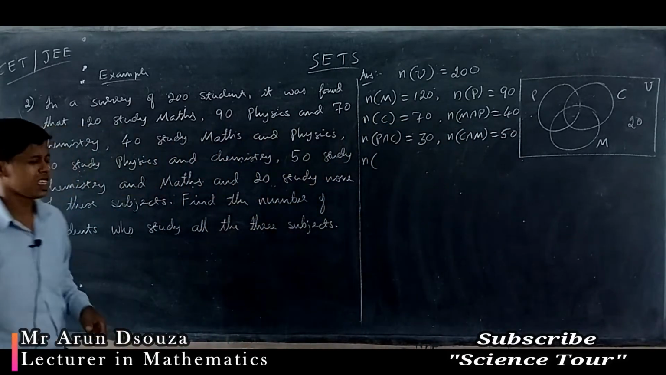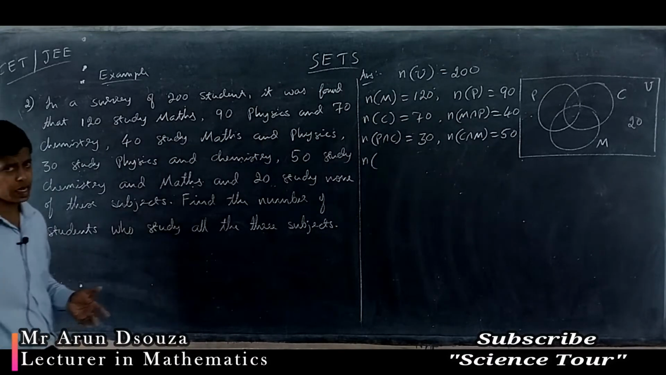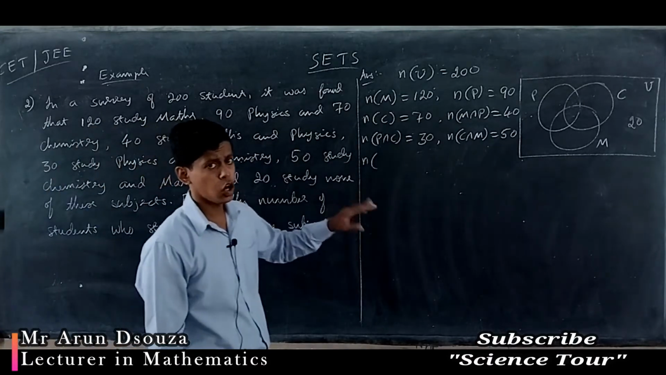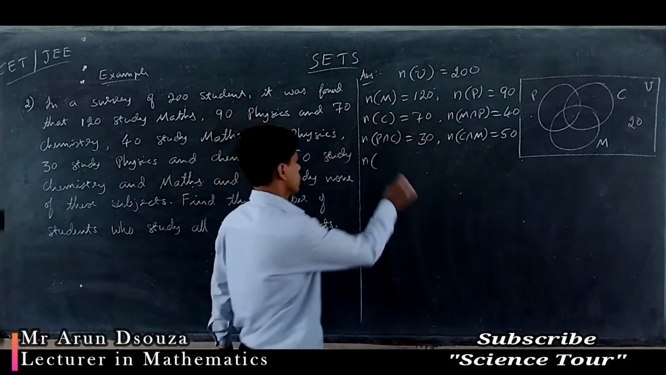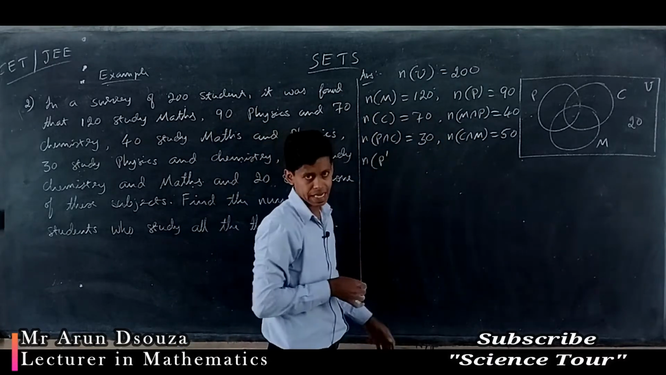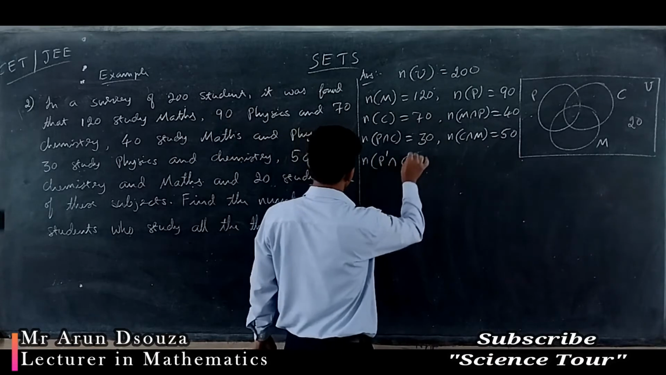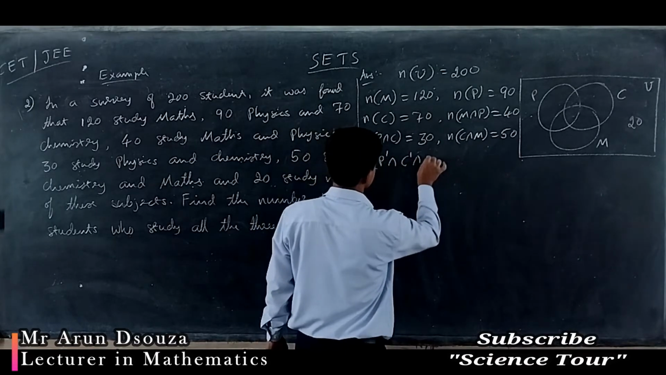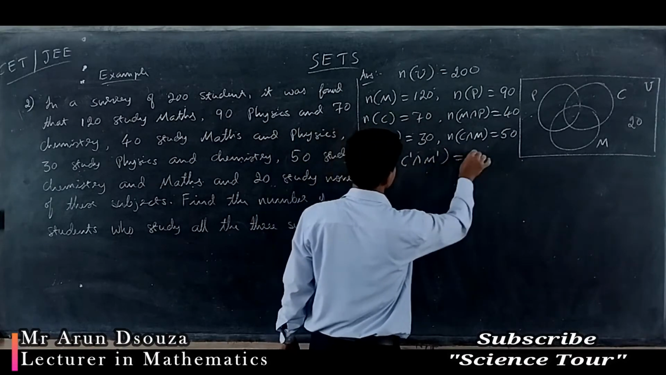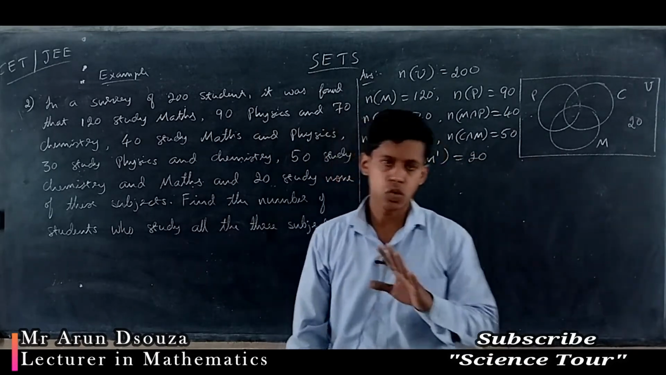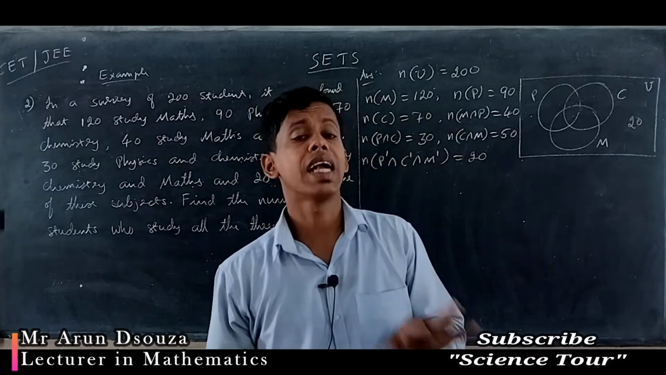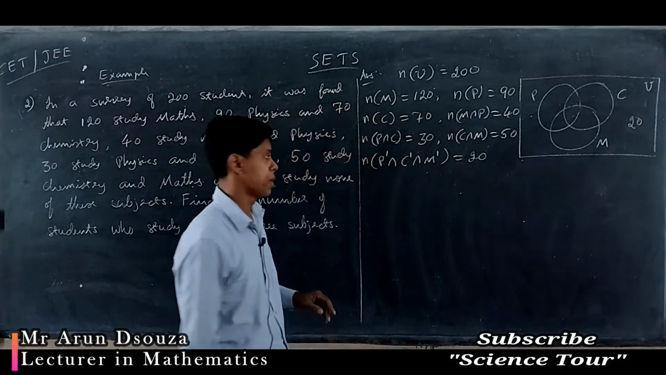Well, and what about this 20? None of these three subjects. How do you write that? It is not P, and not C, and not M. So it is P dash, C dash and M dash, and that is 20. They are outside these three circles. They don't study physics, don't study chemistry, and they do not study maths.